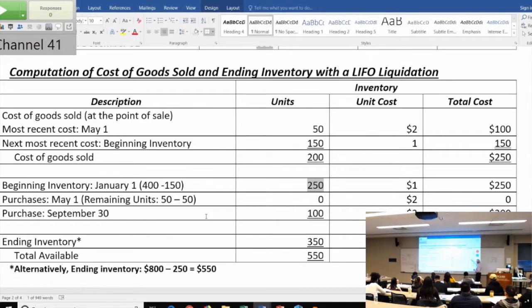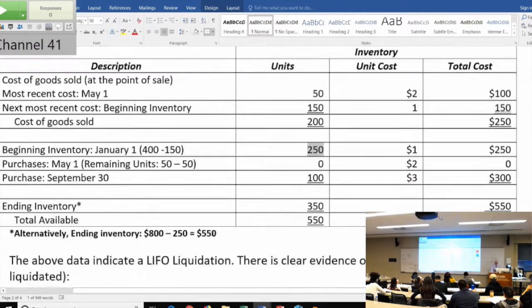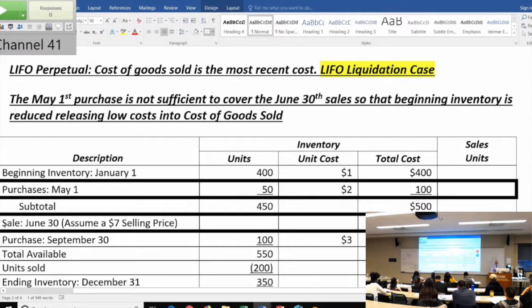So by selling the units, let me go back to the screen, I want to make sure we see that liquidation. If you sell 200 units, the last one in is the May 1st purchase. So this 200 is going to come out here, and 150 at $1. So here's where the liquidation takes place. You sell off the 50 and then 150. That's where you're eating into the base layers of inventory. It doesn't mean you're selling new units, but that's the price you assign.